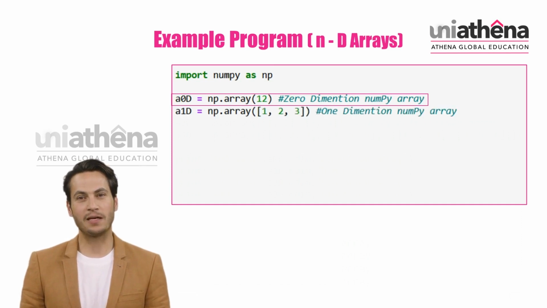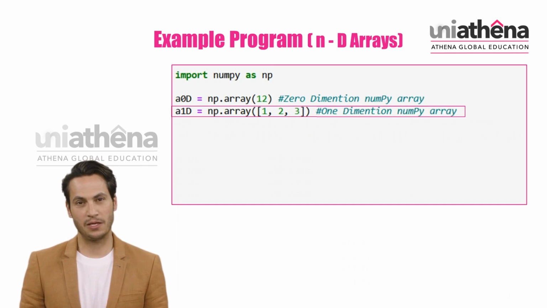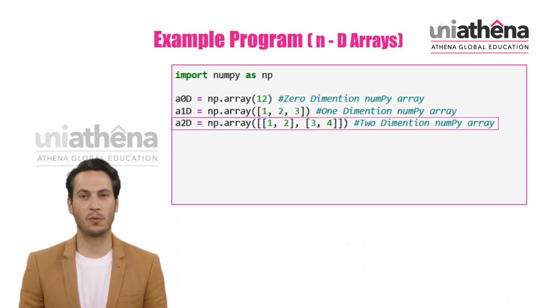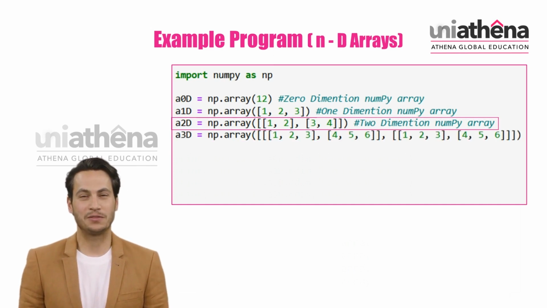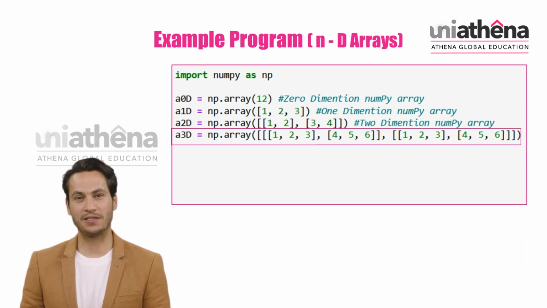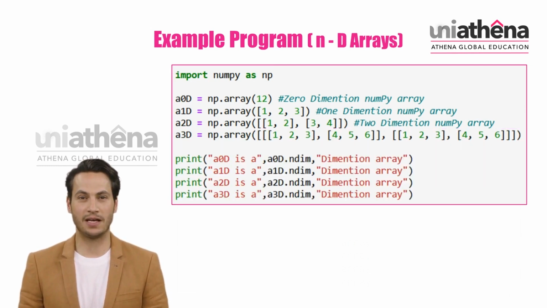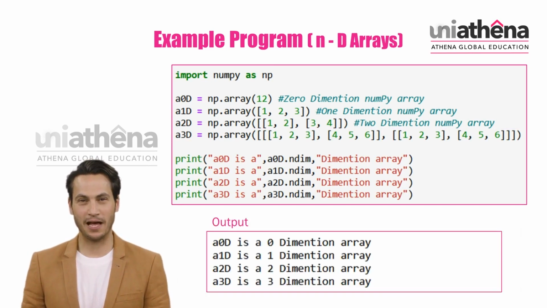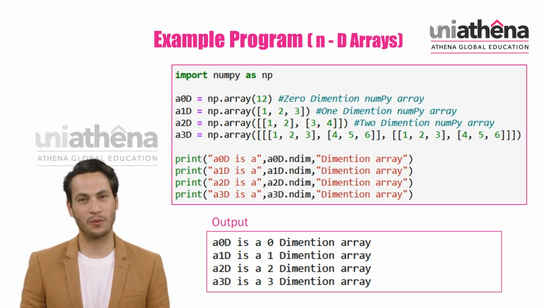For 1D array, let's write three 0D arrays, say 1, 2, 3. Now let's place these 1D arrays inside one more array, separated by comma, to get 2D array. Similarly, if we place these 2D arrays inside one more array, separated by comma, we will get 3D array. Let's print these and see their array type. ndim is a function that returns the number of dimensions of an array. Here we can see the results, saying what type of array we have created.